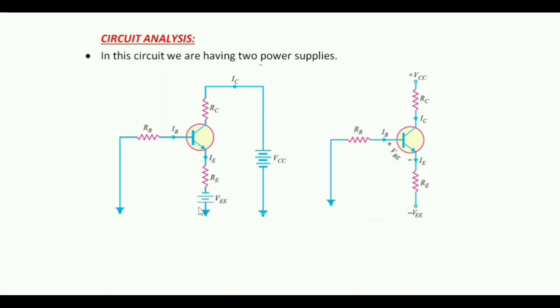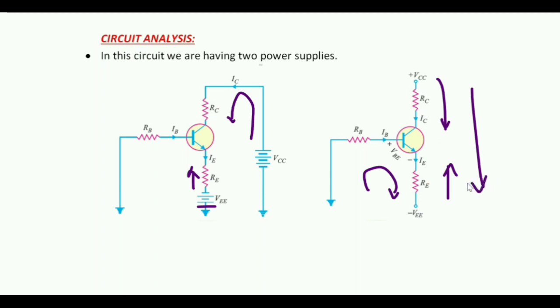This is the circuit. It has a negative supply VEE applied at the emitter and a positive supply applied at the collector. If we simplify this circuit, we can redraw it as minus VEE applied to the emitter and positive VCC applied to the collector. This is the simple circuit, and this is the input loop and this is the output loop.